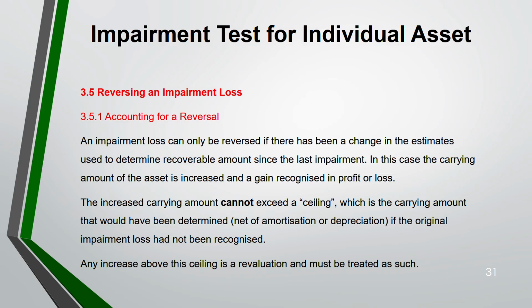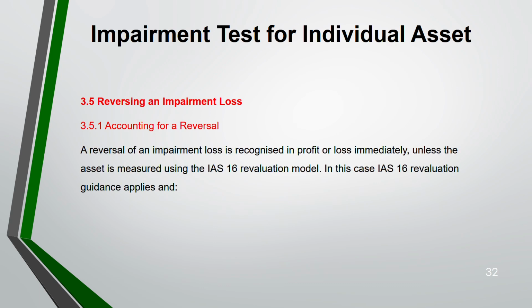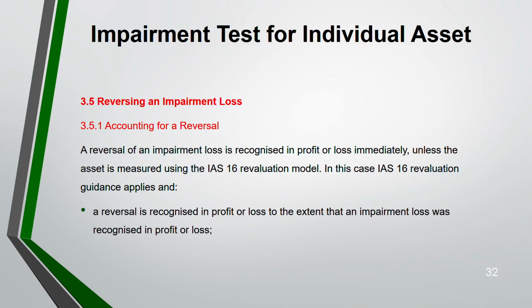Any increase above the ceiling is a revaluation and it must be treated as such. Now, accounting for a reversal. A reversal of an impairment loss is recognized in profit and loss immediately, unless your asset is measured using the IAS 16 revaluation model. In that case, IAS 16 revaluation guidance applies, and the reversal is recognized in profit and loss to the extent that an impairment loss was recognized in profit and loss. Any excess is recognized as other comprehensive income.